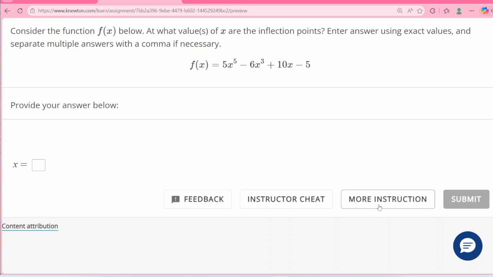But then you should also be able to find a more instruction feature. If you're working on an objective and don't remember what to do or don't remember the material very well, you can click down here on more instruction and it'll give you some reading to do or videos to watch or both related to that particular objective. And hopefully reading through that stuff and working on that will help you work through those assignment problems.